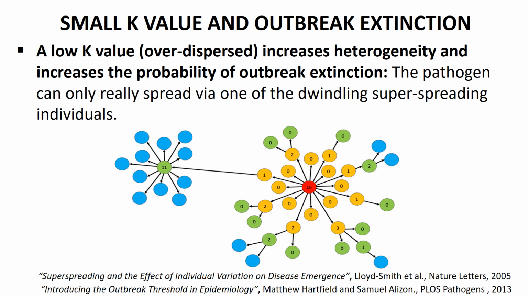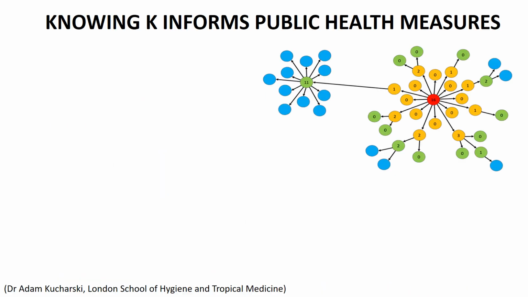So a low K value that's over-dispersed increases heterogeneity and increases the probability of outbreak extinction. Now, how does that happen? Because as you become less homogeneous, you get a few super spreaders, you get the dead enders, and eventually, as you get more dead enders, you increase the chance that the virus might actually extinguish itself. And we'll see that later when we look at the maths in more detail.